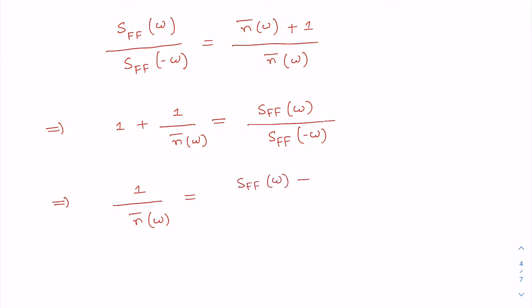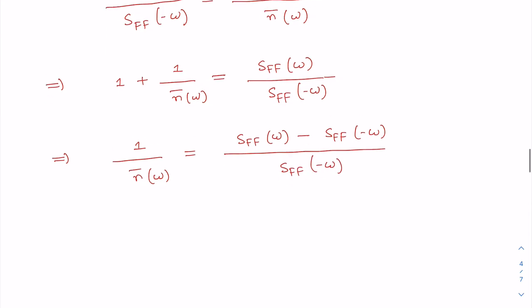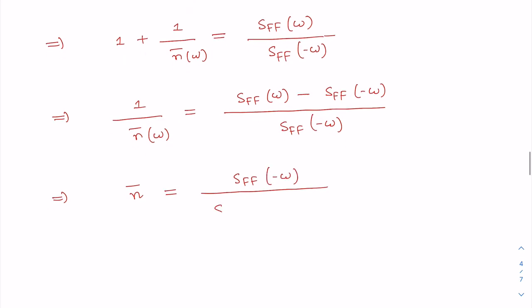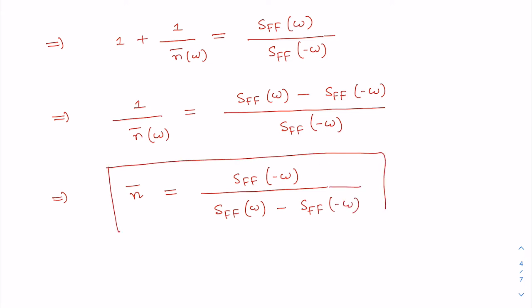Okay, so from here I can write 1 by n of omega is equal to SFF omega minus SFF at minus omega divided by SFF at minus omega. Okay, so from here I can work out the average number of phonons in terms of the spectral noise density function as SFF evaluated at minus omega divided by SFF at omega minus SFF at minus omega. So this is what I obtain.